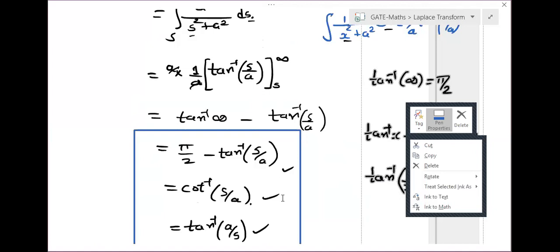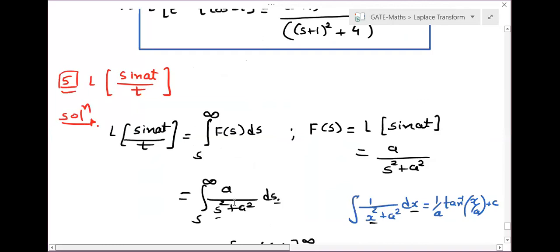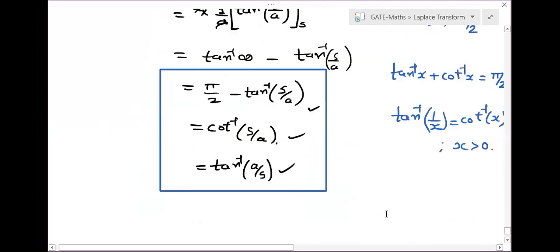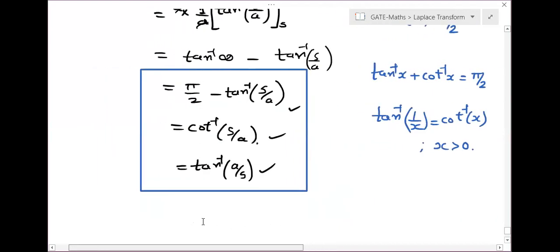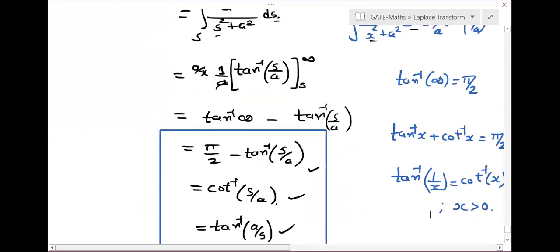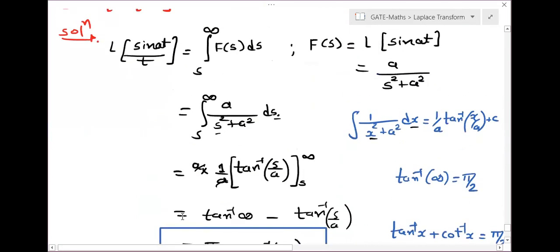Please give me some response. Is this question clear or not? This is your question number 5, with this formula of inverse. Pi by 2 minus tan inverse x will become cot inverse x. All the used formulae are written over here only. Cot inverse x can be converted to tan inverse 1 upon x. Sure, good, great. Now let us see question number 6.